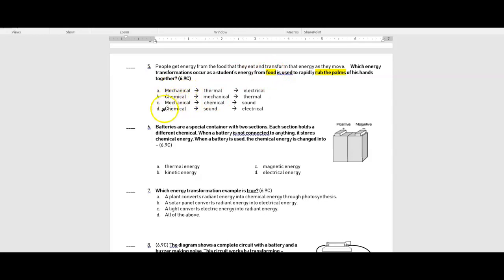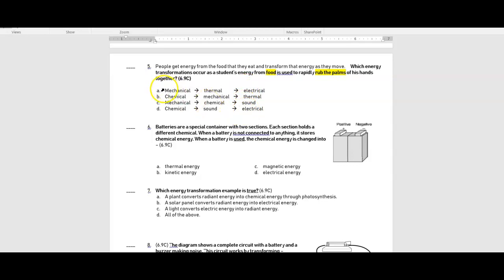Mechanical or chemical. So which is it? Mechanical or chemical, which is food. And then we're rubbing the palms together. Is that thermal, chemical, or sound? And then what happens when you're rubbing your palms together? Electrical, thermal, or sound?